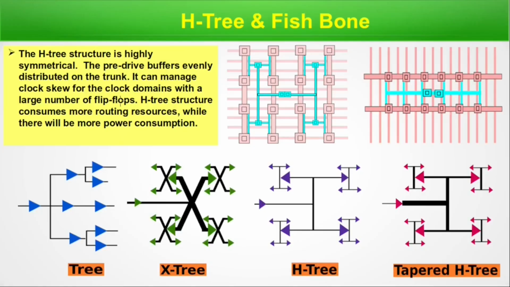So this is the H-tree structure, it's symmetrical in structure, and this one is fishbone. In fishbone, because of this structure, it's called fishbone. There are more different structures, like this is tree, as we can see, this is X tree, this is H tree, and tapered H tree. These are 4 different topologies.